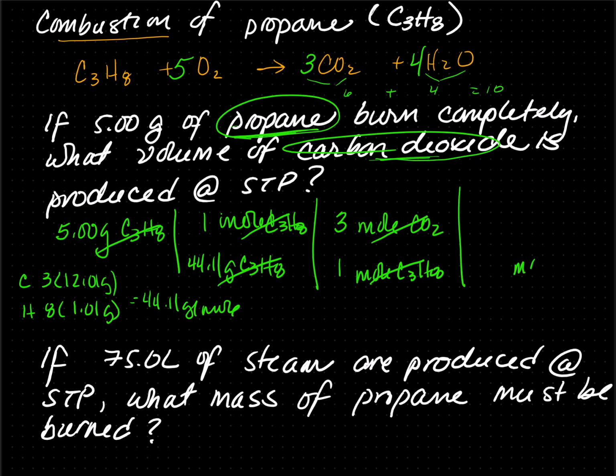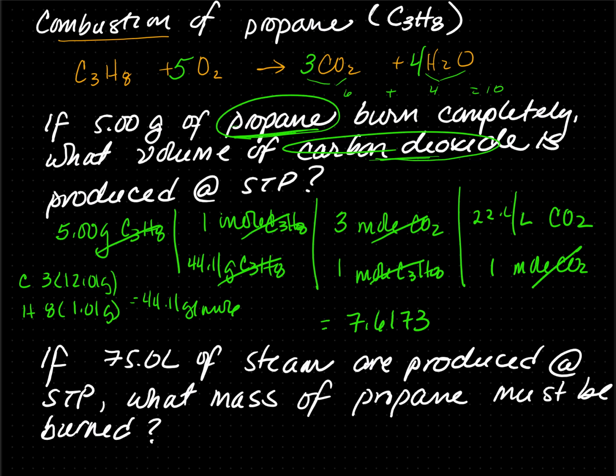Next, moles of CO2. We're going to volume, so this is going to be liters of CO2. Molar volume tells you that 1 mole is equal to 22.4 liters. So if I cancel out all the diagonal units, I end up with liters of CO2, and that is what I'm looking for. So 5 times 3 times 22.4 divided by 44.11 times 1 times 1, you get 7.6173.